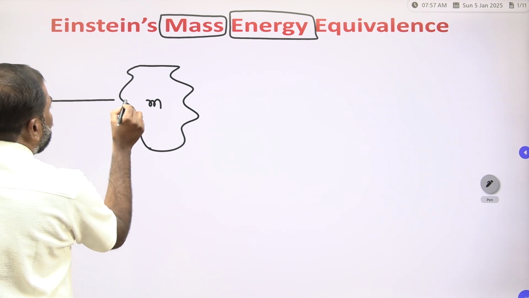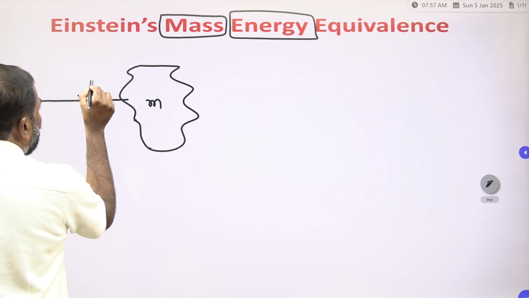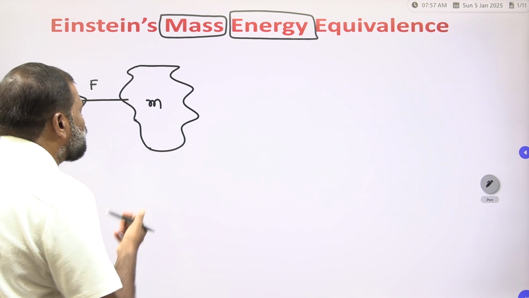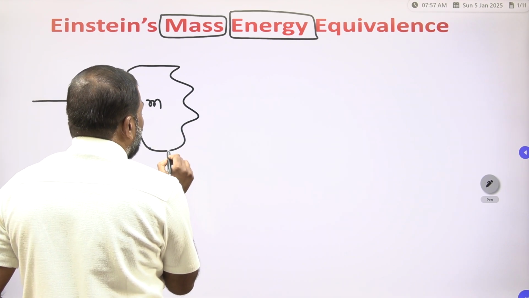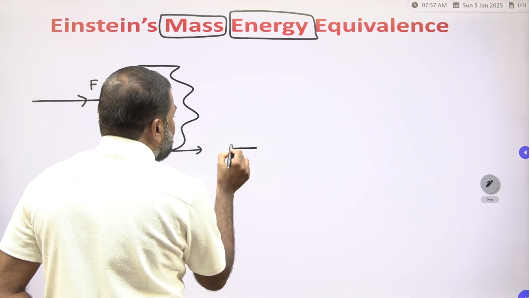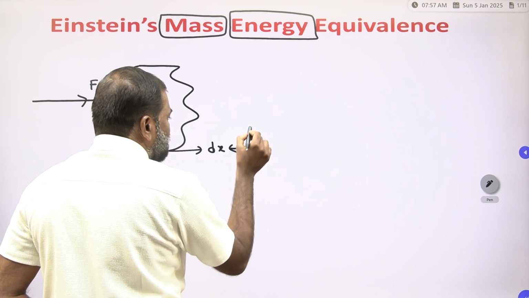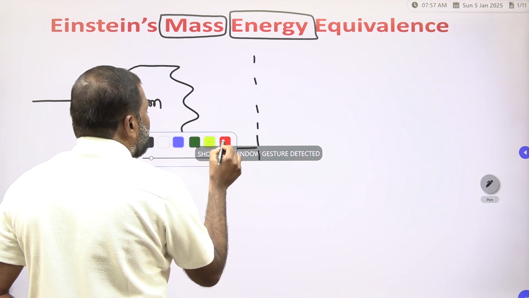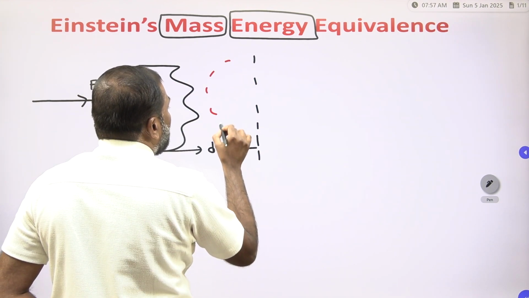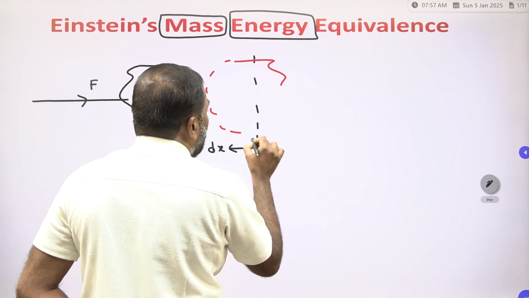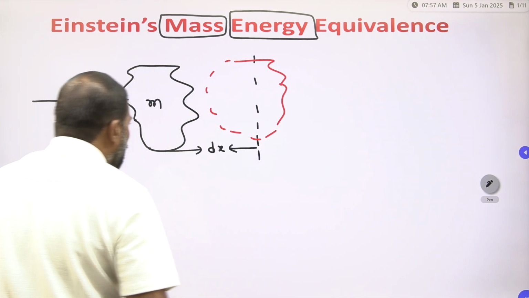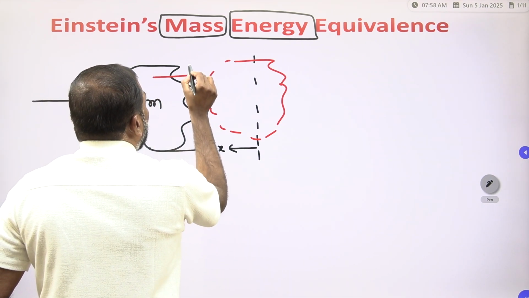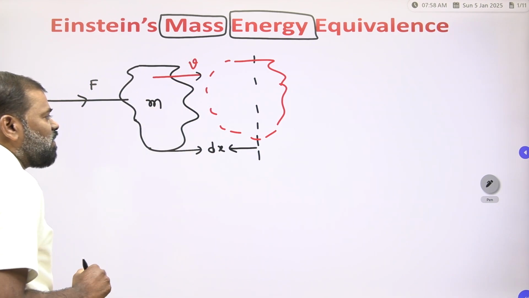You apply a force F on this body. This body can be displaced from here to here, so take a displacement dx. Maybe this body is moving from here to here as you apply the force on it. Now this body is also moving with velocity v.